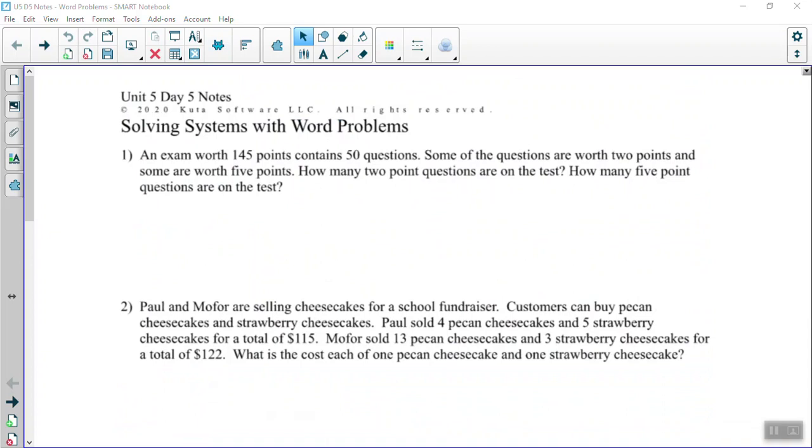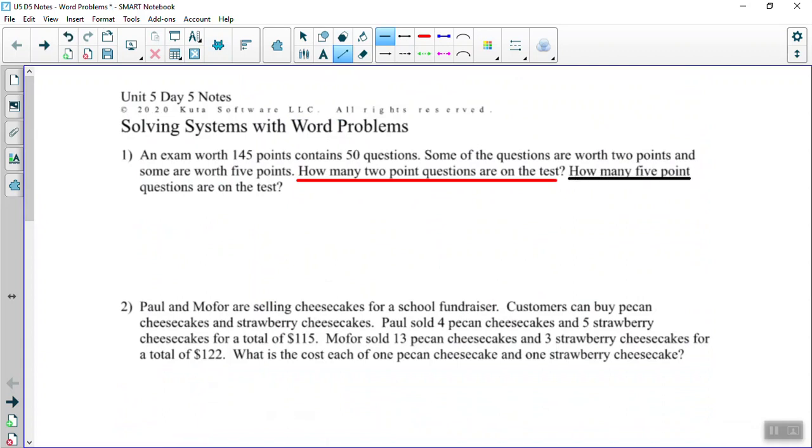So number 1, an exam worth 145 points contains 50 questions. Some of the questions are worth 2 points and some are worth 5 points. How many 2-point questions are on the test? How many 5-point questions are on the test? So we're going to start with the questions. These are our 2 unknowns. When we have 2 unknowns, we need to use those to figure out what our variables are representing. So 2 unknowns means we're going to have 2 different variables.